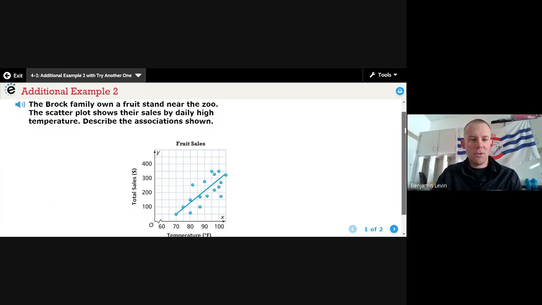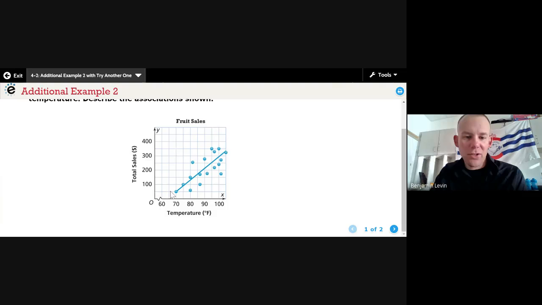Same thing here. We have a trend line. It's a linear positive trend, right? We have a straight line that's going up from left to right. So we have a positive linear trend. And we do have a correlation here.